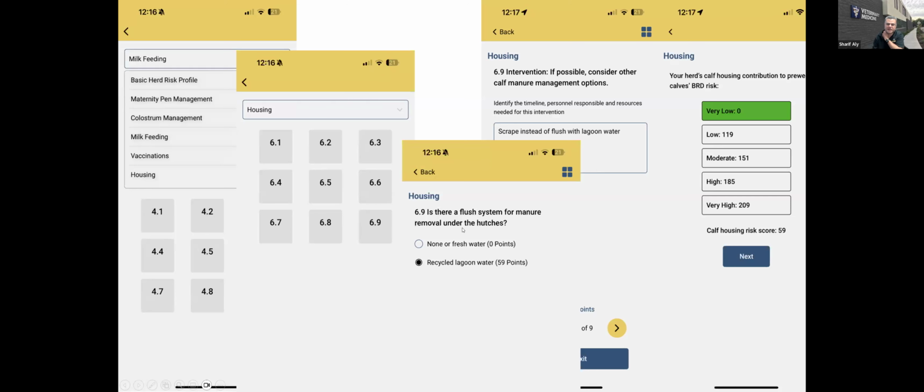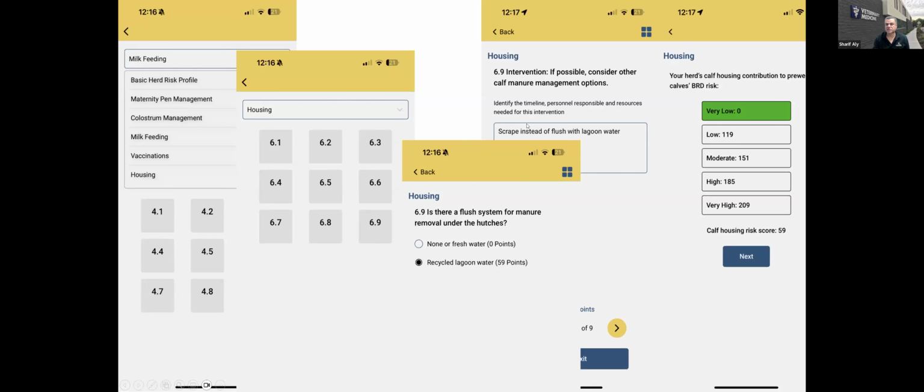They're all interesting, but this one is very interesting: is there a flush system for manure removal under the hutch? I think we all know we're still in a drought state right now. But at some point, there were dairies that flushed with fresh water, especially those concerned with Johne's. That's a big risk factor there. And so recycled lagoon water was contributing about 59 points in the total risk system.